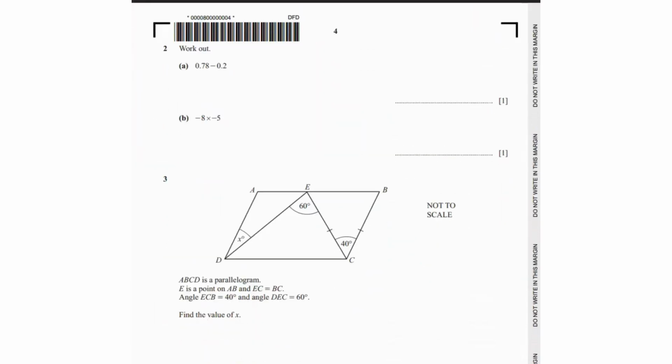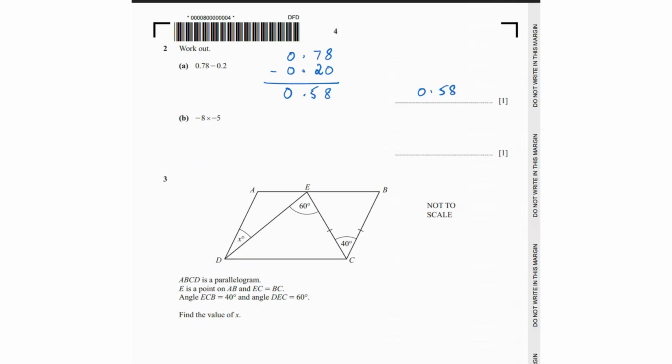Then work out 0.78 minus 0.2. So write it as column subtraction. Decimal comes underneath the decimal. Whenever we're adding or subtracting, the decimal will always come underneath the decimal. So add a 0 over here. 8 minus 0 is 8. 7 minus 2 is 5. Decimal comes down as it is. And 0 minus 0 is 0. So that's how you subtract decimals.